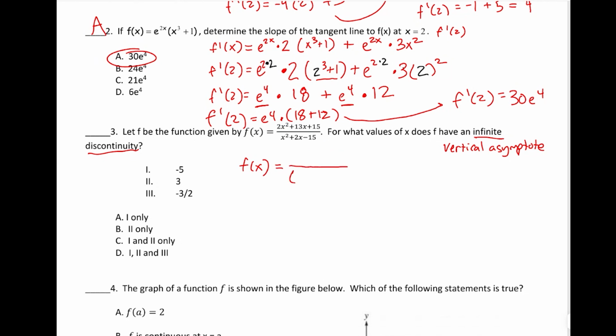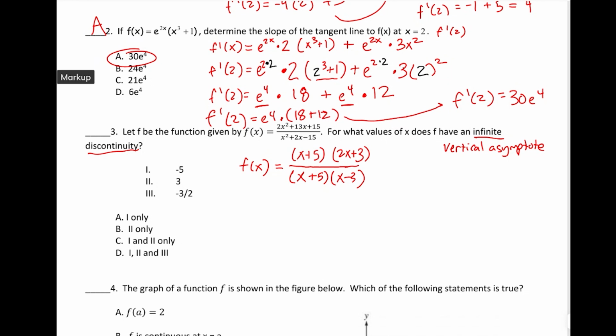So we've got the denominator would be x plus 5 times x minus 3. And the numerator would be x plus 5 times 2x plus 3. Does that work? Let me just double check. We got 10 and 3. Yep, okay, so we're good there.